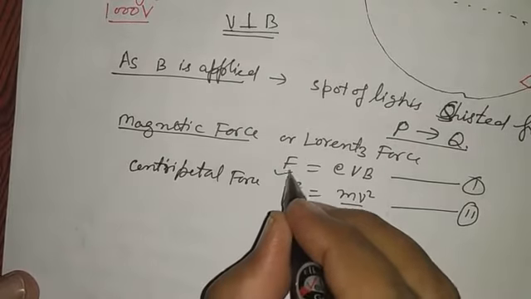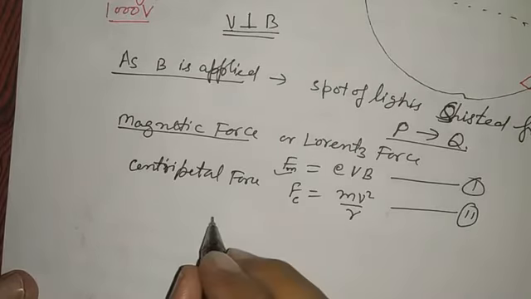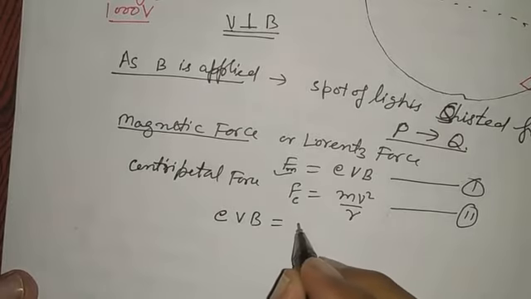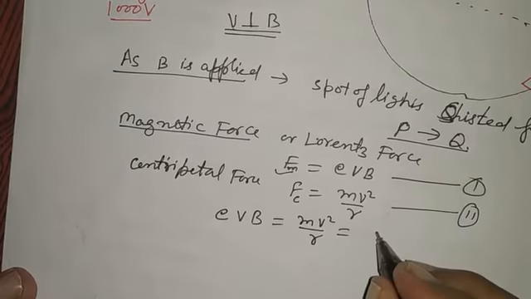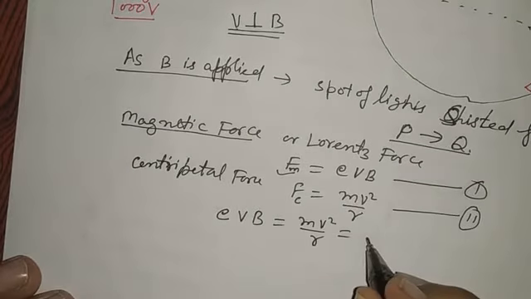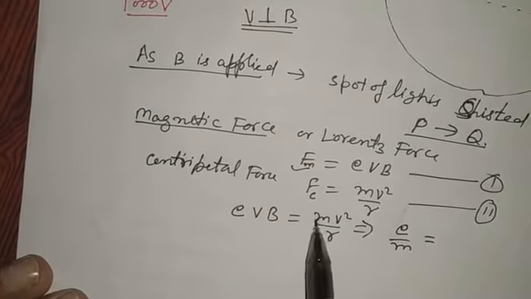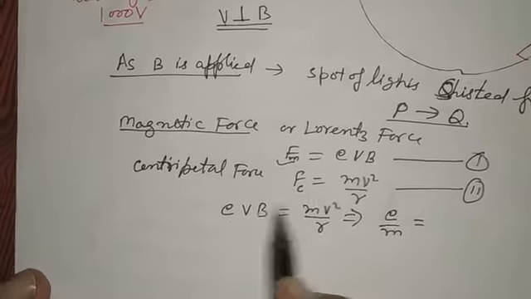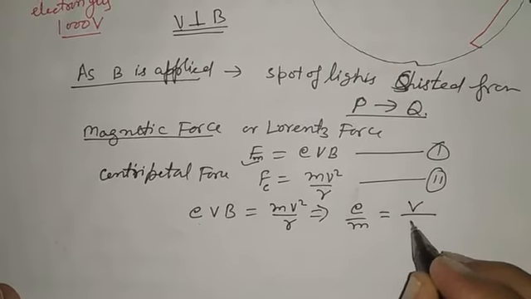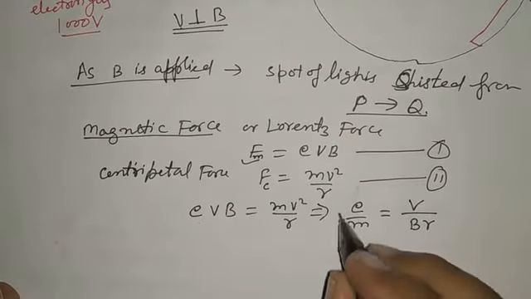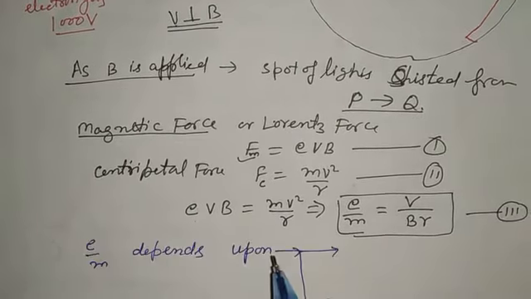Since the centripetal force is due to the magnetic force here, equating both forces, one may obtain that e by m is equal to, transferring m to this side, v is cancelled by square. So in that condition, it becomes v by B r. Let it be represented by equation number 3.